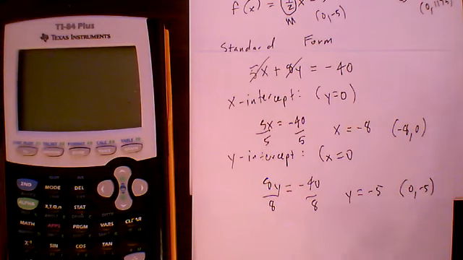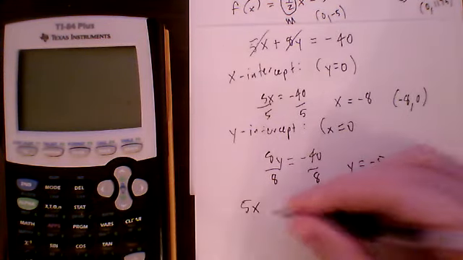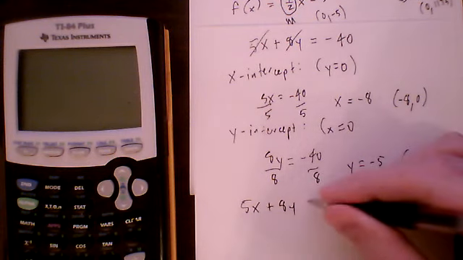So one of the benefits to standard form is it's quite easy to get the intercept values, your x-intercept and your y-intercept value. If you want to find the slope, you have to rearrange it and put it into slope-intercept form. Certainly something we could do if we wanted to take this, put it into slope-intercept form.